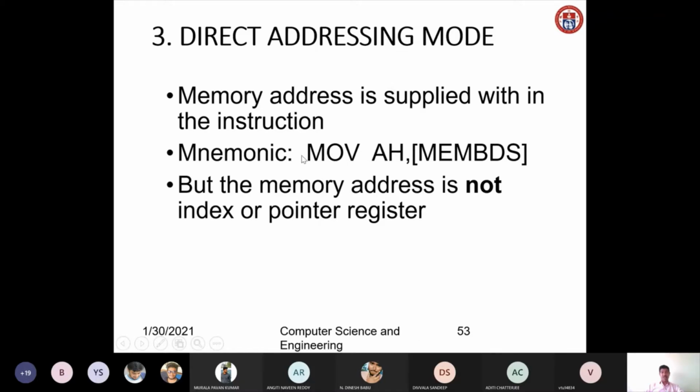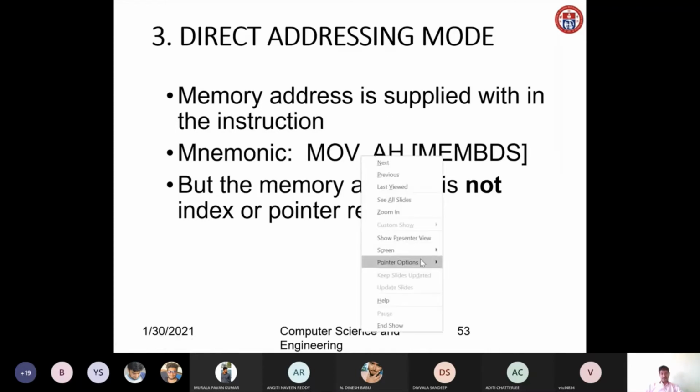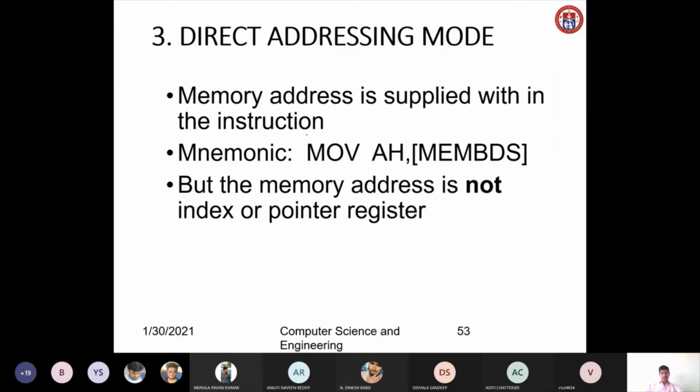This is your mnemonic: MOV AH, comma, this is your memory location. AH means it is the accumulator higher-byte register. But the memory address is not in an index register or pointer register. This is your direct addressing mode. Direct addressing mode means the memory address is supplied within the instruction. So this is your mnemonic for direct addressing mode: MOV AH, mem BDS.